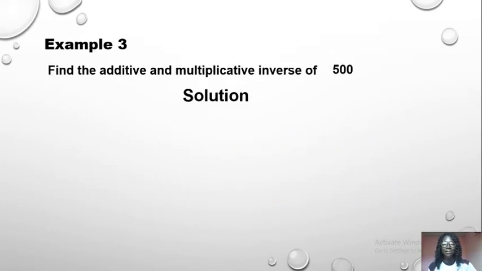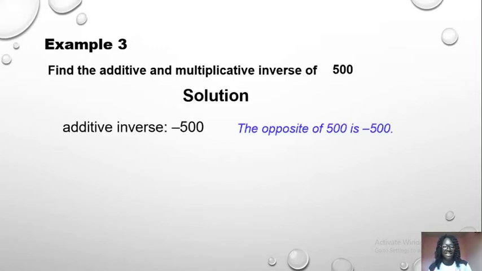So let's see the last example for the class today. Find the additive and multiplicative inverse of 500. So again, pause the video, try to attempt this, and you see my answer next. The opposite of 500 is minus 500, which is the additive inverse. And therefore we can say that the additive properties hold in this case.